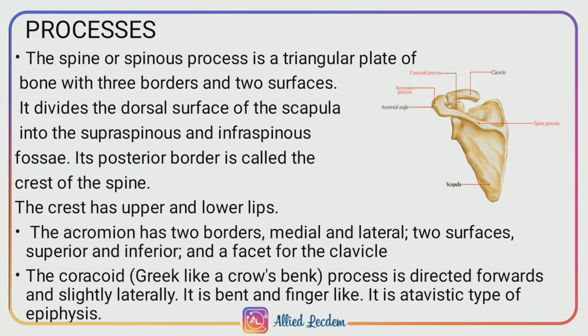Next is the coracoid process. It's directed forward and slightly lateral. It is bent and finger-like, and it is an atavistic type of epiphysis. So there are three processes. The first is the spinous process with three borders and two surfaces, whereas the acromion has two borders, that is medial and lateral, whereas the coracoid process is directed forward and slightly lateral in position.